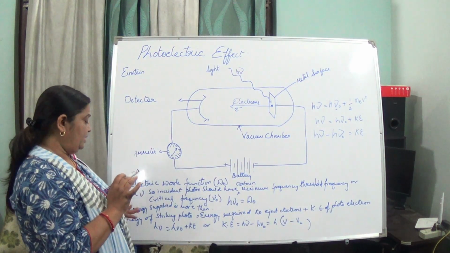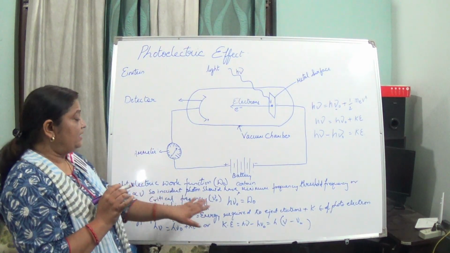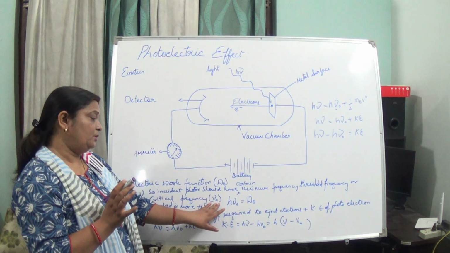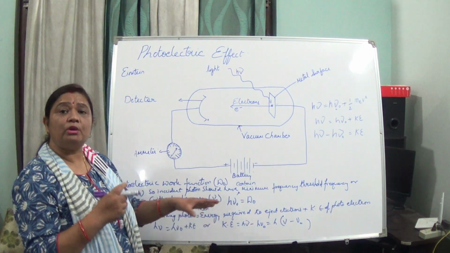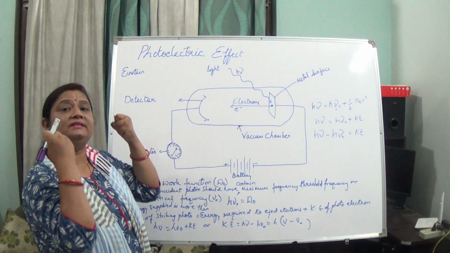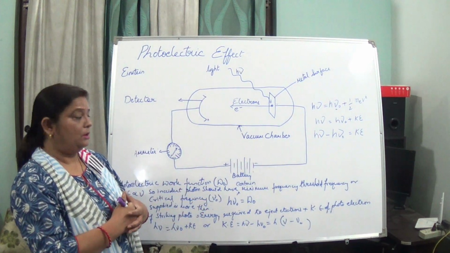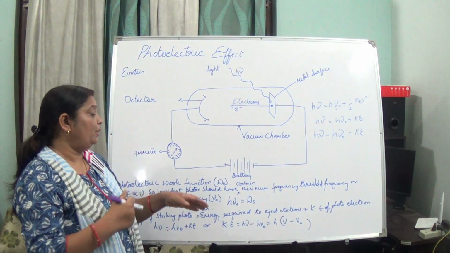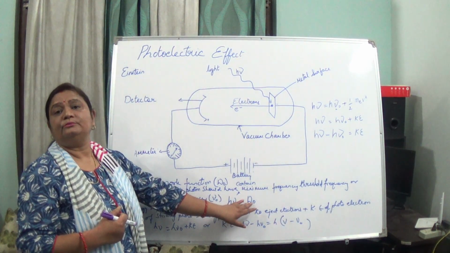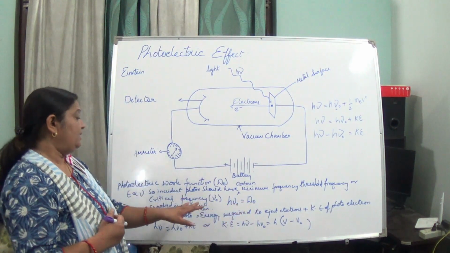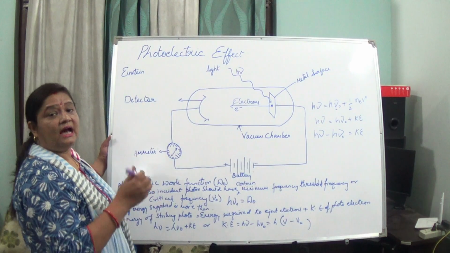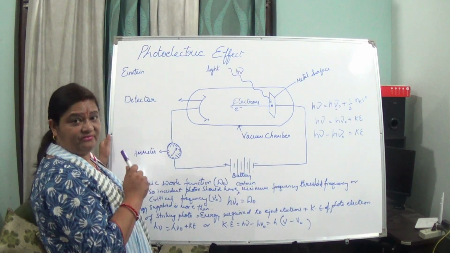The critical frequency or threshold frequency is denoted by nu naught. Both are the minimum amount needed to eject the electrons from the outermost orbit. So h nu naught is equal to W naught. Here, what is h? h is Planck's constant.